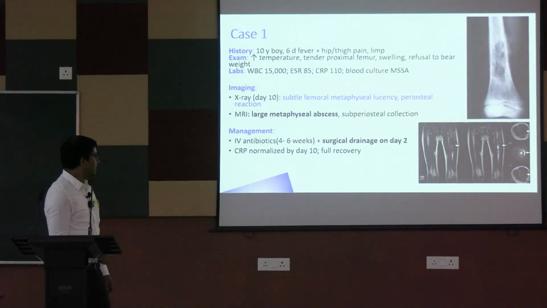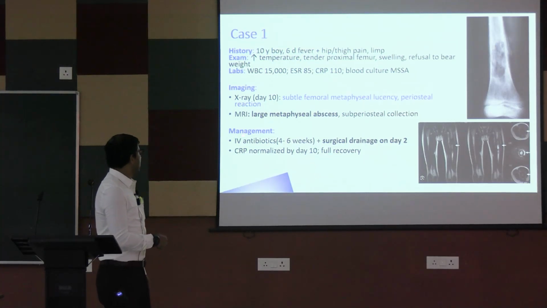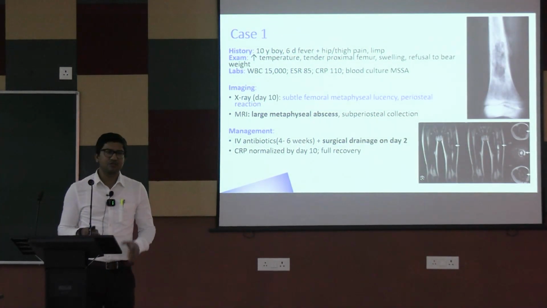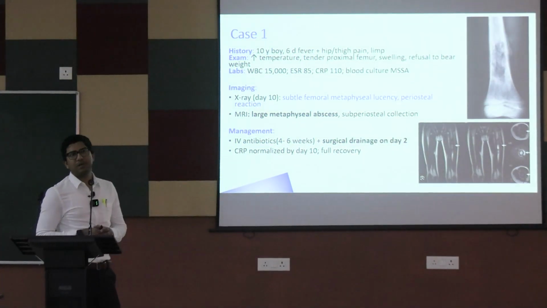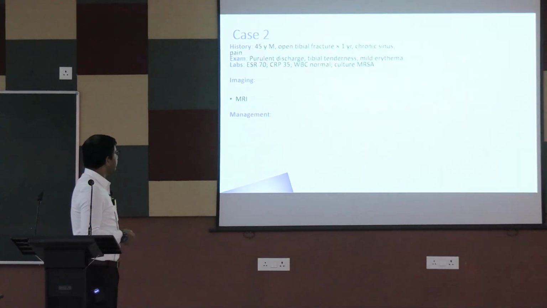And after you drain the abscess, what happens? The CRP normalizes by 10 days, but you have to continue the antibiotic for 4 to 6 weeks. There are different protocols for antibiotics, but in general you can continue the IV antibiotic for 2 weeks followed by oral antibiotics.